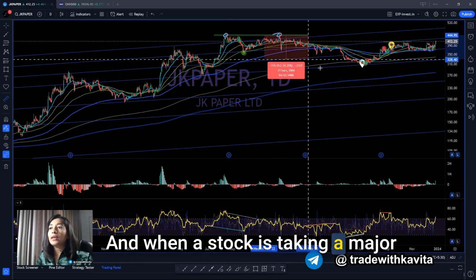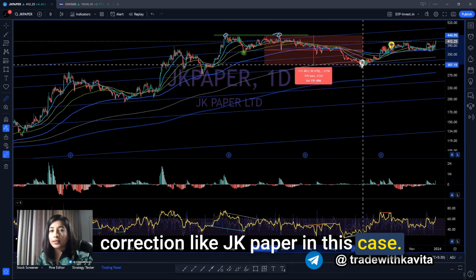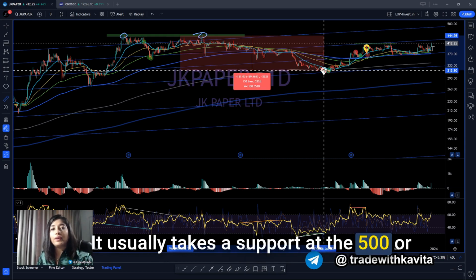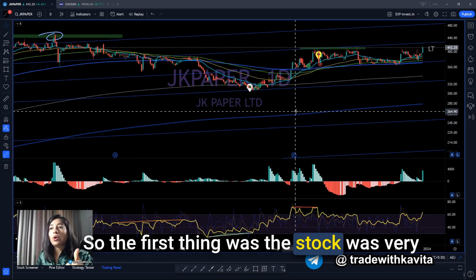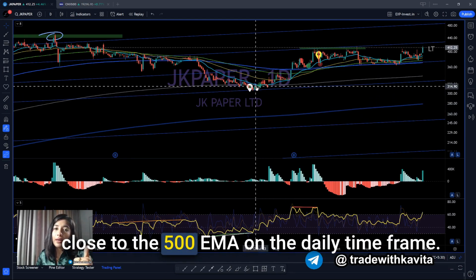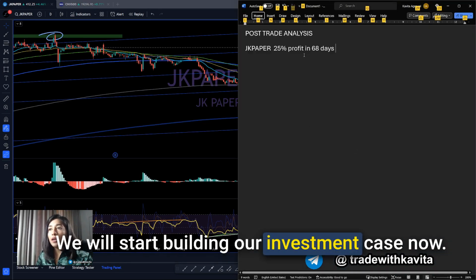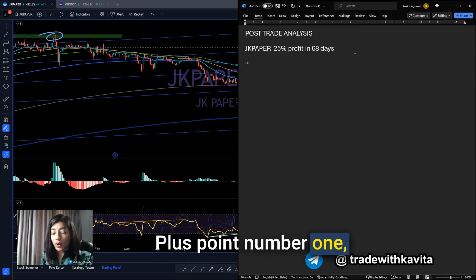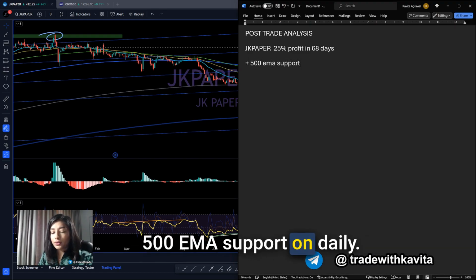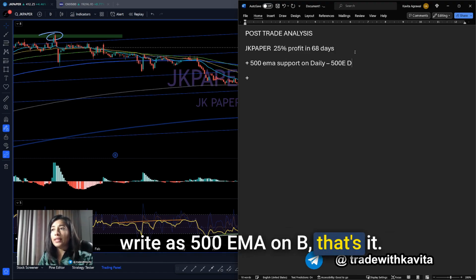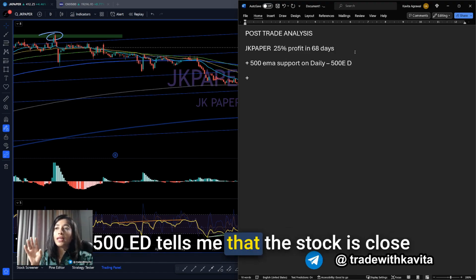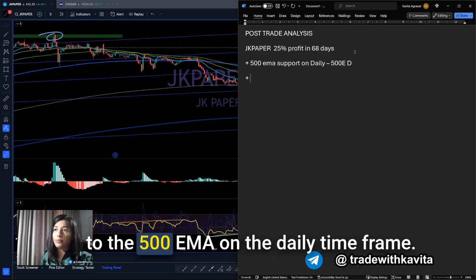And when a stock is taking a major correction, like in this case, it usually takes support at the 500 or the 200 EMA on the daily time frame. So the first thing was the stock was very close to the 500 EMA on the daily frame. We will start building our investment case. Plus point number one, 500 EMA support on daily. For short, I write it as 500 EMA on D. That tells me that the stock is close to the 500 EMA on the daily time frame.